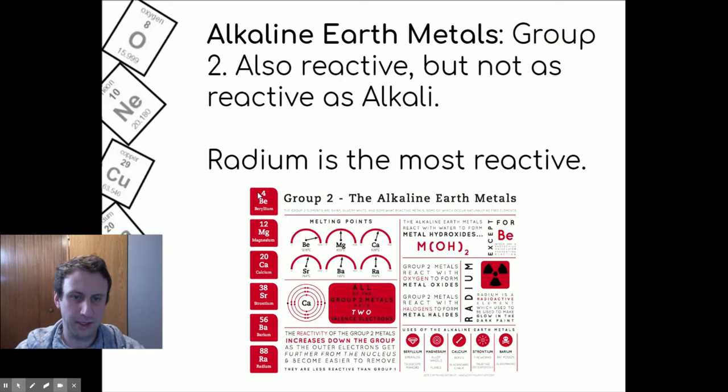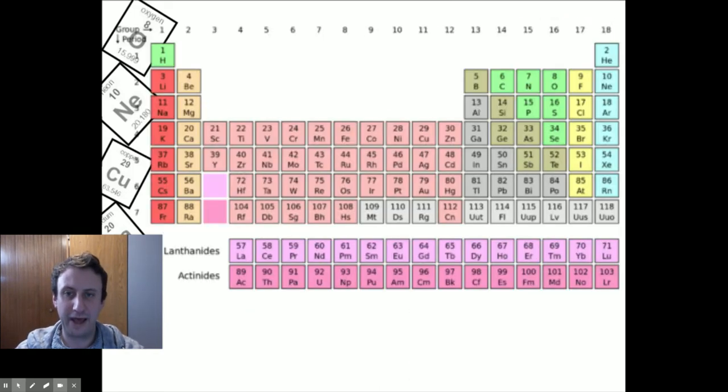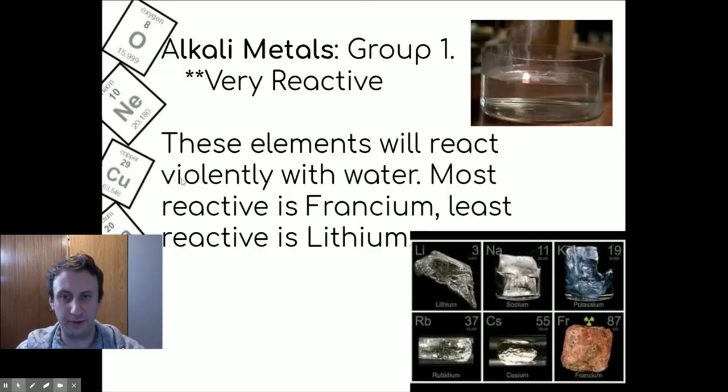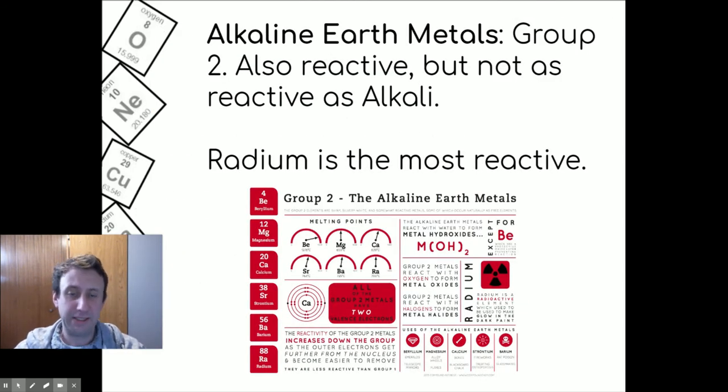I don't know. All right, alkaline earth metals is group 2. These are still very reactive metals, but they're not as reactive as alkali metals. So group 2, that is all of this group right here, are the alkaline earth metals. So again, reactivity increases as I go down the group. So radium is the most reactive of the alkaline earth metals.